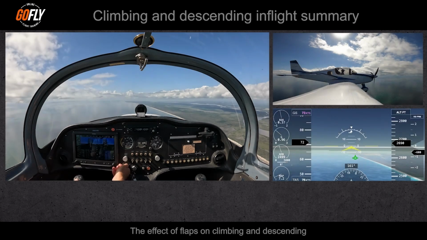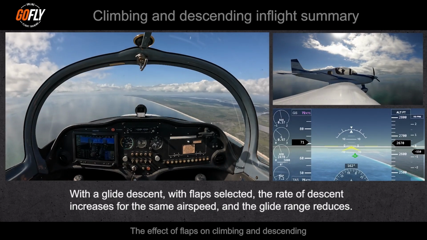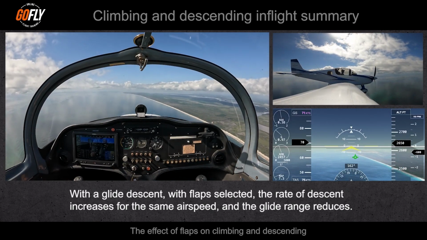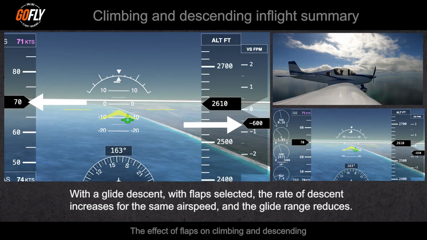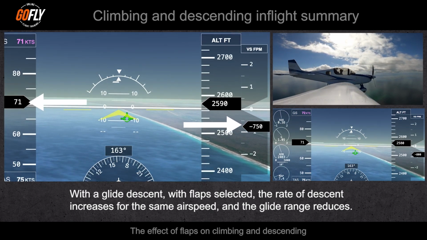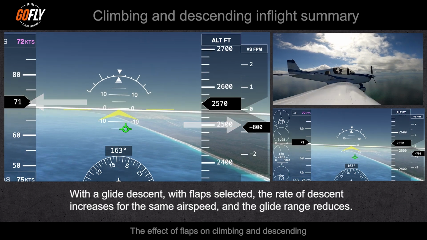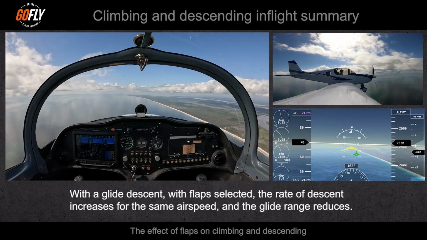Finally, let's touch on the effect of flaps during these maneuvers. We'll start with a glide descent, where I'll select 2 stages of flaps. We now have 2 stages of flaps selected. Notice how the rate of descent increases for the same airspeed due to the extra drag the flaps generate, which also reduces our glide range.